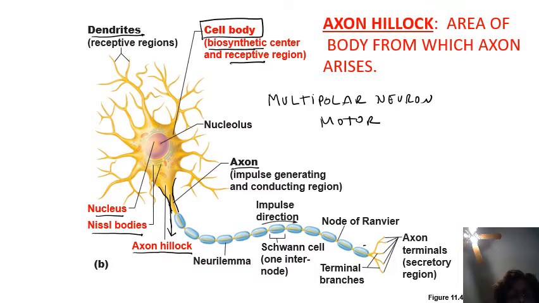So the cell body has two functions. It is the biosynthetic region of the neuron, but it is also the receptor region, which means that other neurons could synapse at the body of the neuron. This will be an axosomatic synapse.